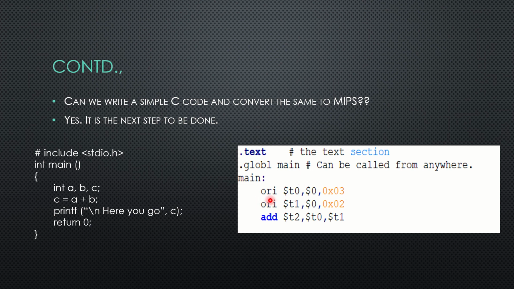Now when I do an ORI, which is nothing but OR immediate, of 0x03 with $0, the value 0x03 gets moved here. Similarly, I get the content 0x02 moved here. Now I add T0 and T1 and move the result to T2. That's it. This is the single line that we are talking about, and the single line has been equivalently converted here. The int a, b, c are all used here properly as T0, T1 and T2, and the result is moved to T2.